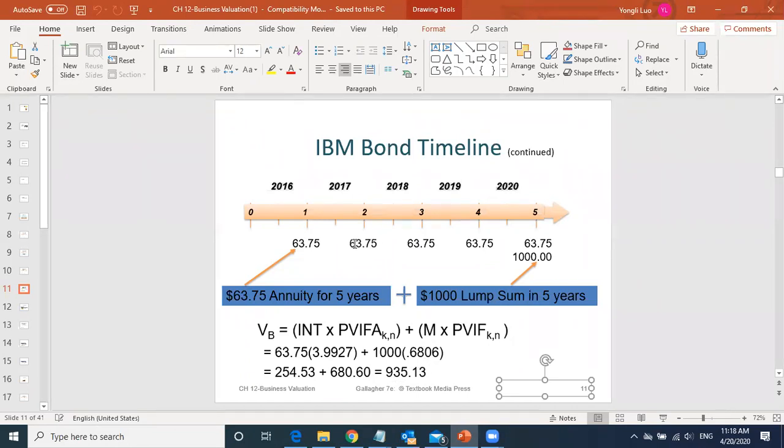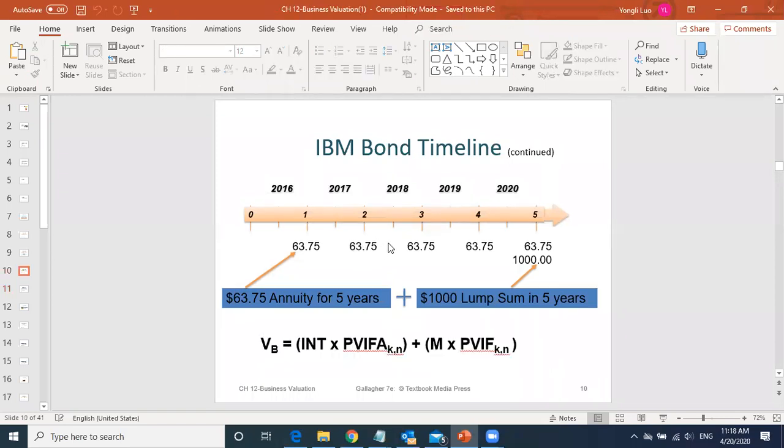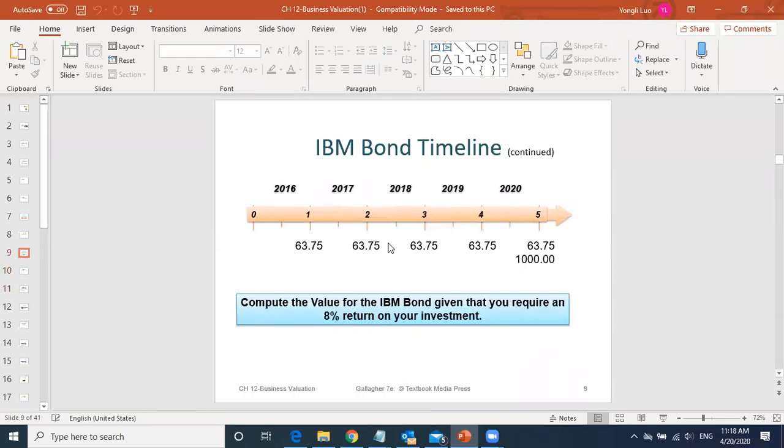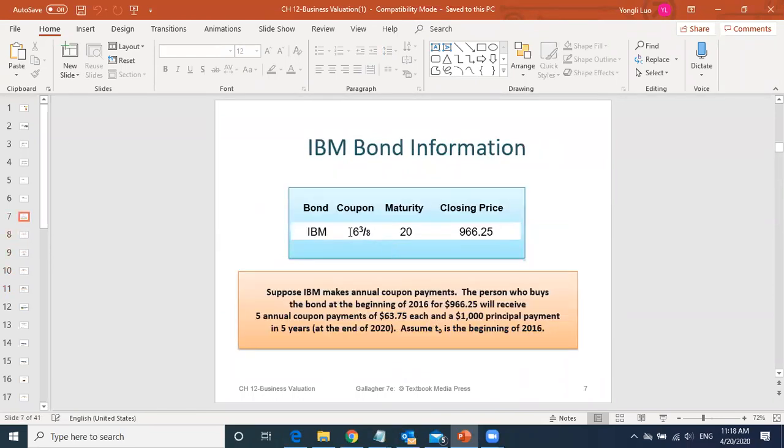So first you want to know where you got 63.75. Where did you get this? Because the coupon rate is 6 3/8. So that's the coupon rate. When you use the coupon rate times the par value, the 1,000, which is the principal payment, you will get the interest or the coupon.